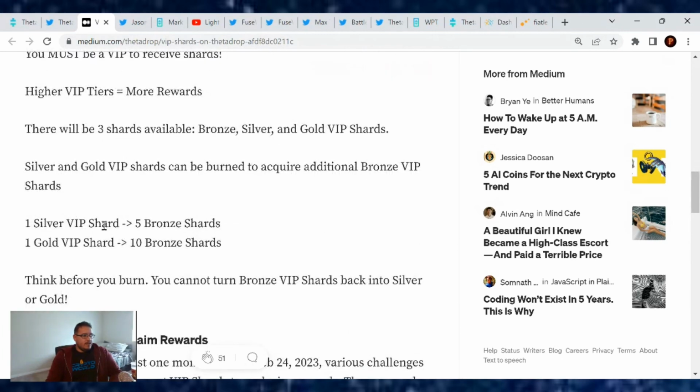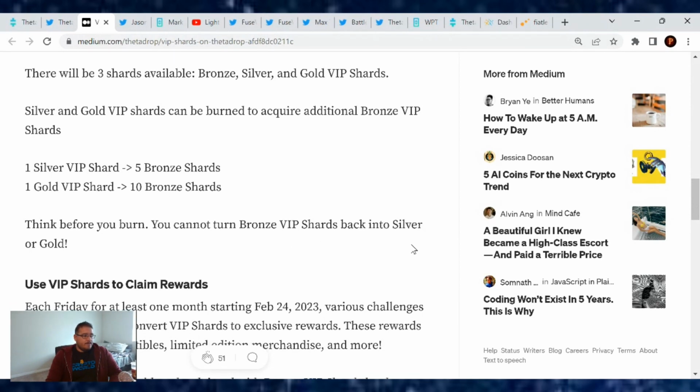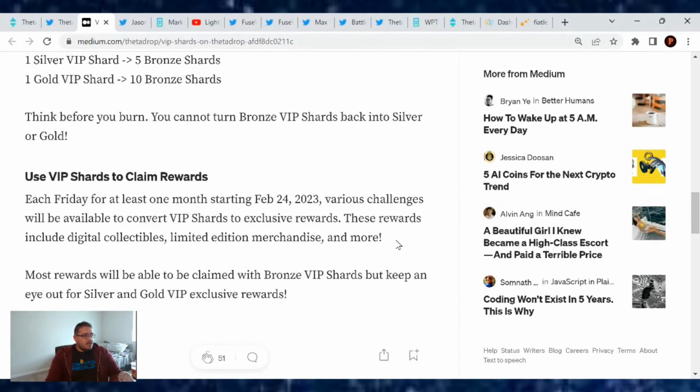So one silver VIP shard equates to about 5 bronze shards. One gold VIP shard goes to about 10 bronze shards. So think before you burn. You cannot turn a bronze VIP shard back into a silver or gold. Now, use VIP shards to claim rewards.